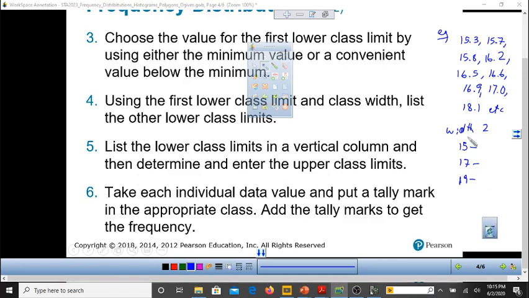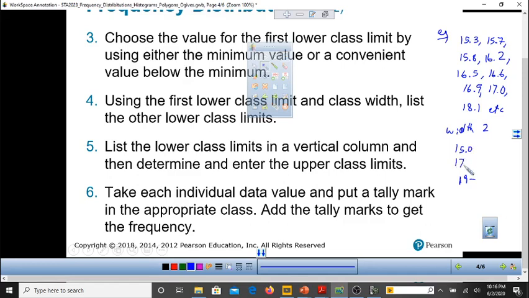Now the problem is my answers are not going by whole numbers, they're going by decimals. So since the data is to one decimal place, my values must jump by 0.1. So I'm going to change my lower limit from 15 to 15.0 because I want to make sure I cover my decimal places. If all my numbers were whole numbers, then I wouldn't do 15.0. I would just do 15. But since they're decimals, my lower limit would be 15.0.